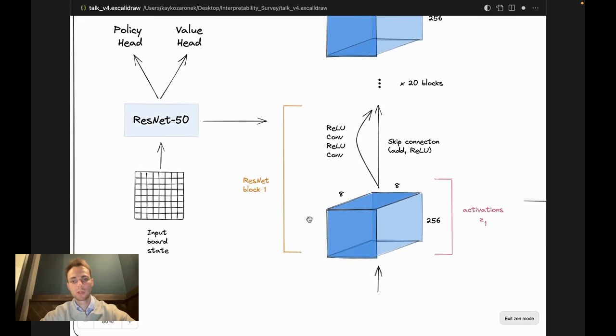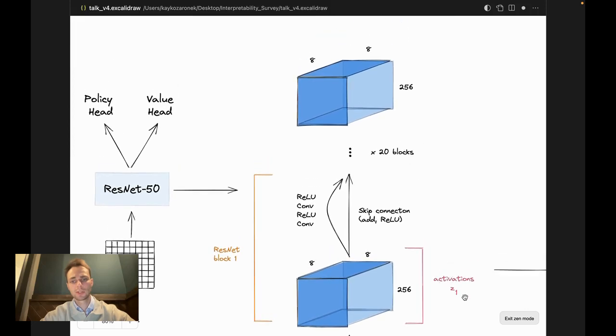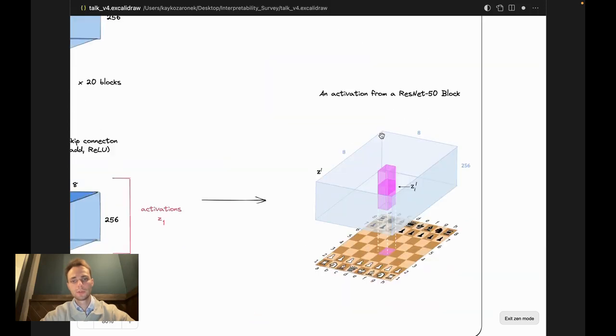Now, one ResNet block consists of the activations, a skip connection, and a bunch of ReLUs and convolutional neural networks. This gets repeated 20 times, and we can extract the activations at each position. So for each of these 20 blocks, we can extract an activation tensor. If we zoom in on the activations, we can see that the 8 by 8 dimensions refer to the 8 by 8 dimensions of the chessboard. Now the 256 is just the dimensionality of the activation vector that we want to extract and decompose.